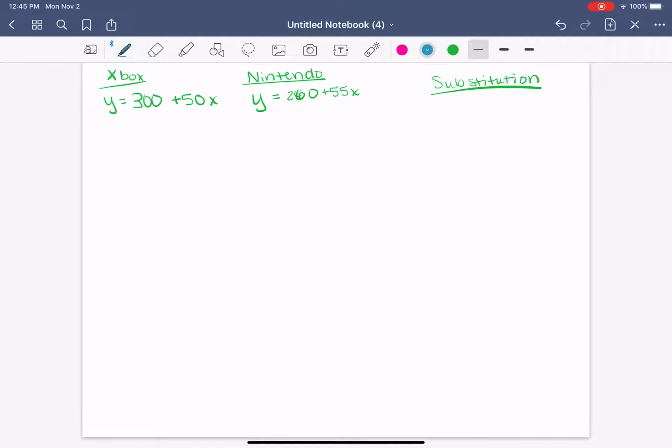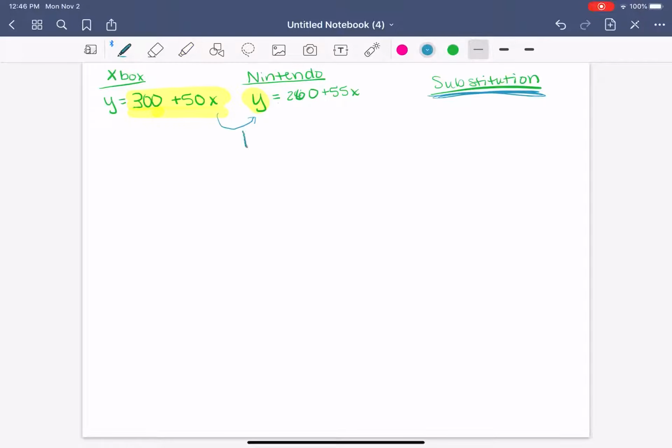I'm going to show two different ways to solve this system of equations algebraically. The first method is called substitution, and that is what it sounds like. You can take what one variable is equal to in one equation, for example, y is equal to 300 plus 50x, and you can substitute that in for the variable in the other equation. So I'm going to replace this y that I highlighted yellow with the expression that I highlighted yellow, 300 plus 50x.